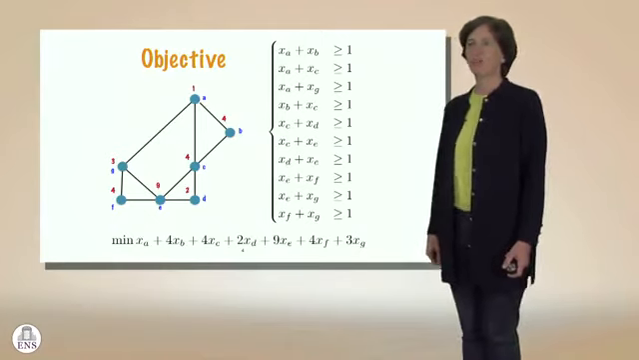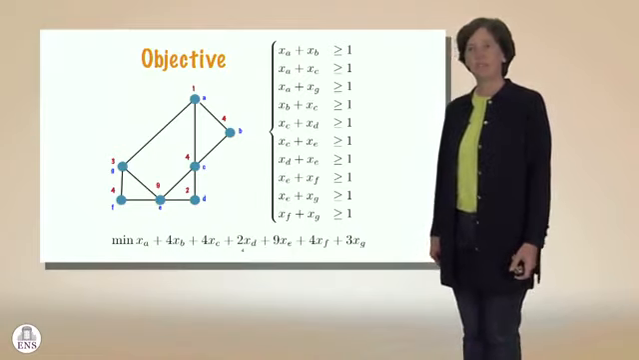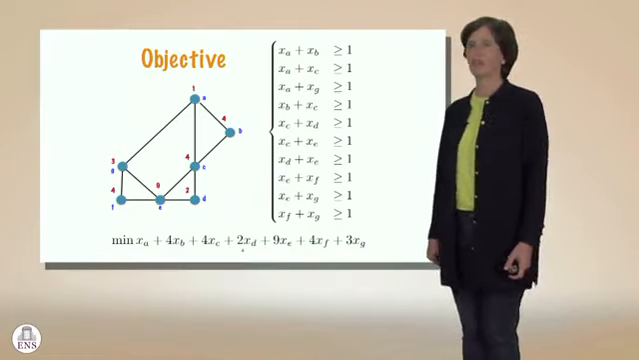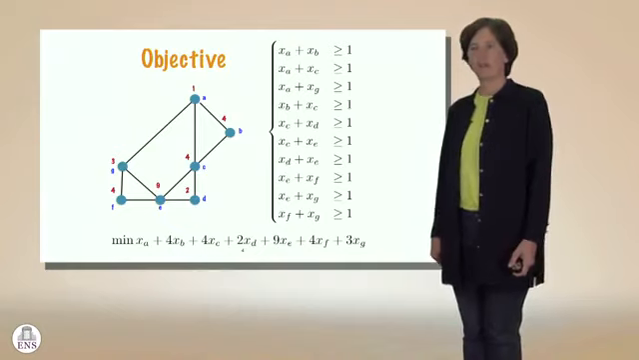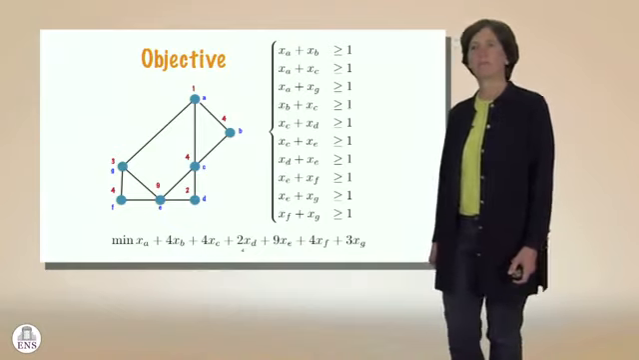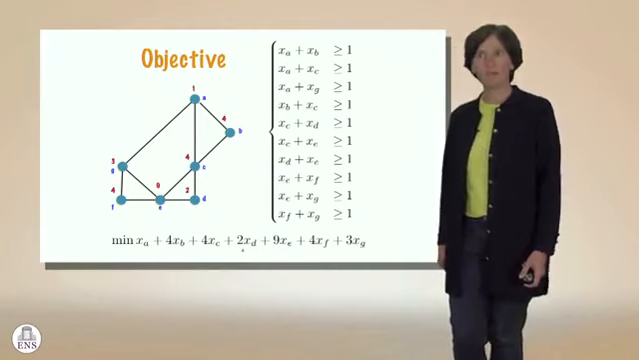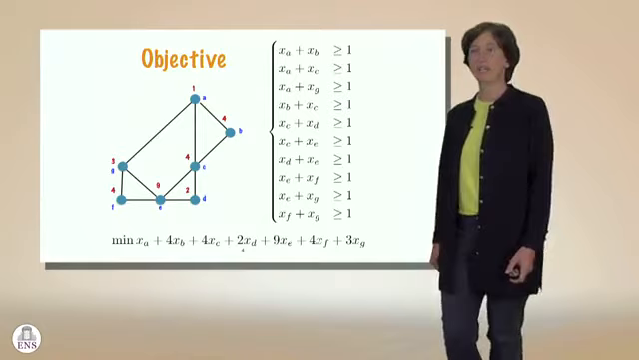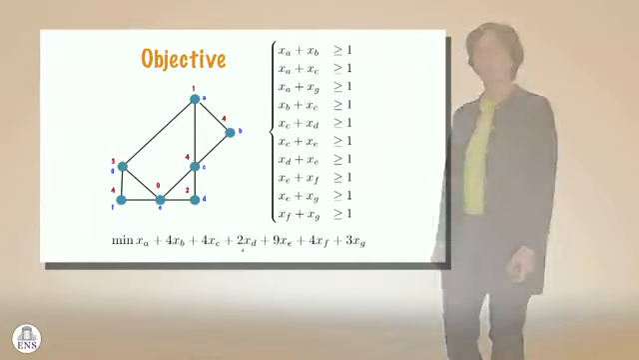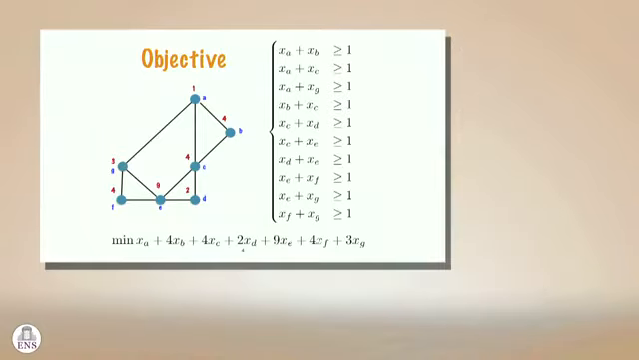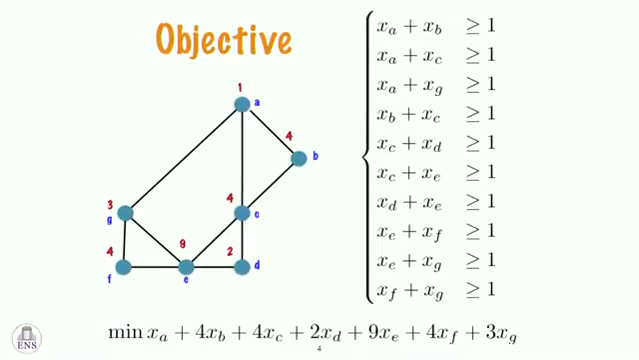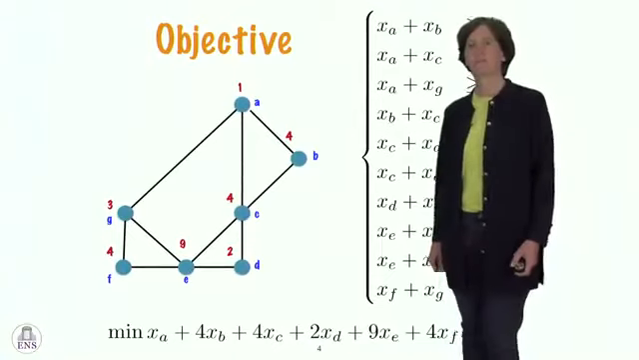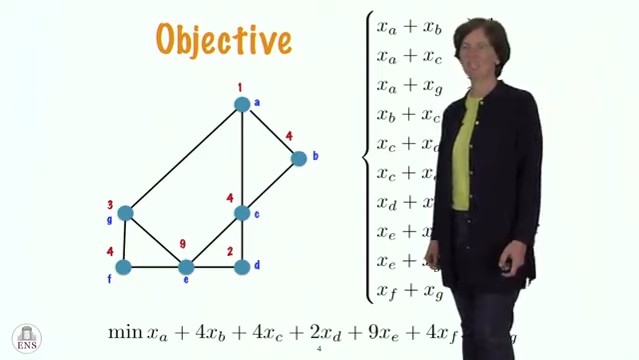Finally, we want the vertex cover that has minimum weight. How do we write this? We write this using an objective. The objective is to minimize x sub a times 1, because if A is in the cover, since A has weight 1, it contributes 1 to the cost, plus x sub b times 4. If B is in the cover, it contributes 4 to the cost, plus 4xc plus 2xd plus 9xe plus 4xf plus 3xg. That's it. That's our objective.